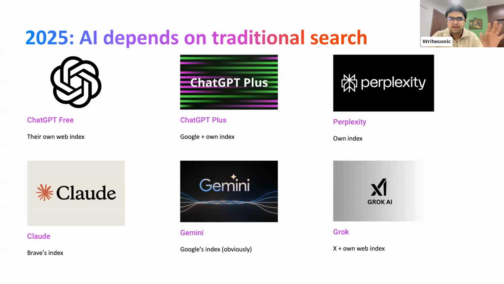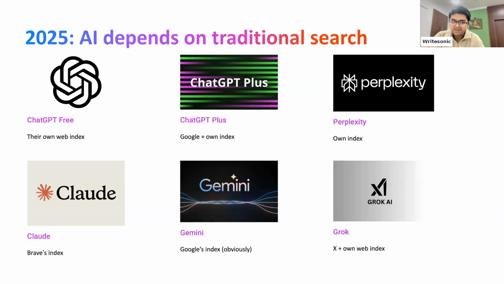2025, we are still seeing that AI models are using the traditional indexes. So, for example, ChatGPT Plus is using Google and a version of their own index. ChatGPT Free is actually using their own web index. They keep experimenting with this every few weeks.